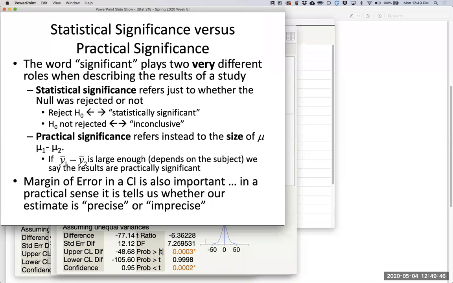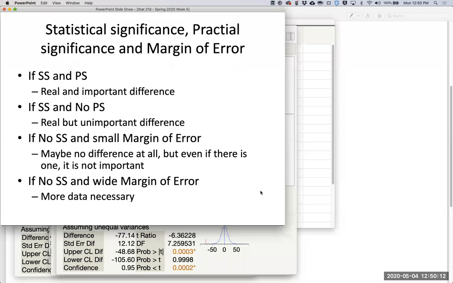The margin of error in a confidence interval is either small or large. If the margin of error is small, we would say we are precisely able to know the difference of the population means. If the margin of error is large, we're not so sure what that difference of population means is. Okay, so with all that in mind, let's finish it up with considering the 4 possibilities.